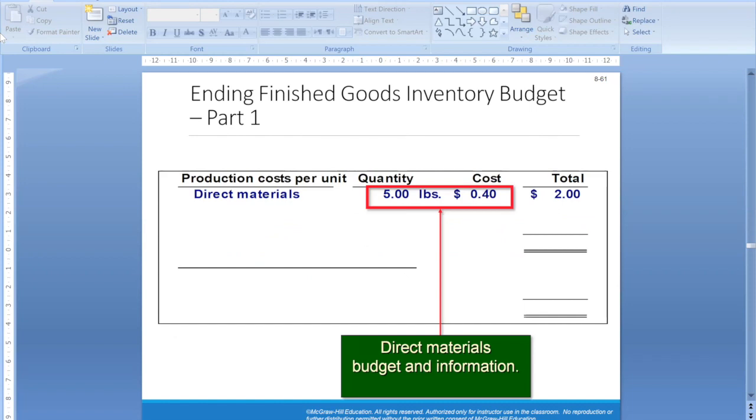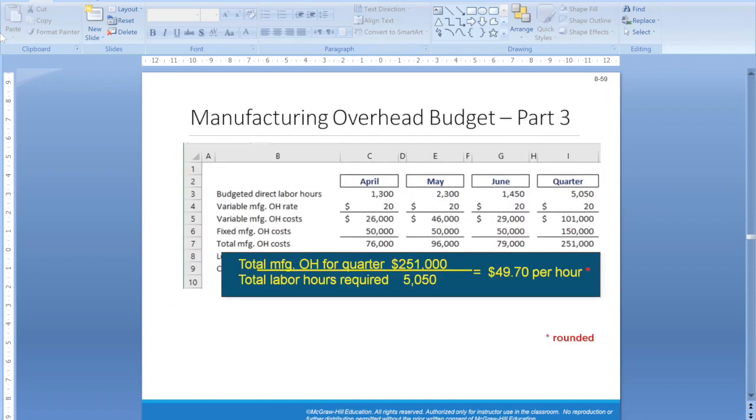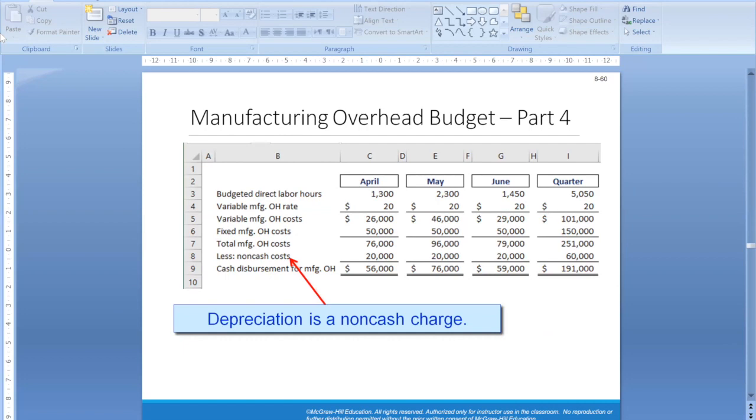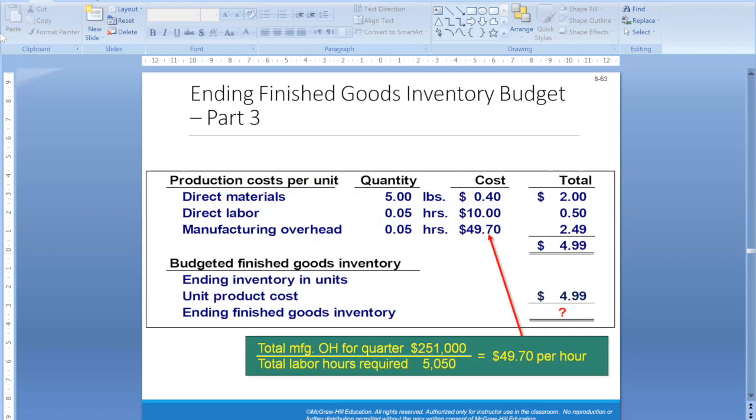I will stop here for the calculation. Something very important here is the allocation, or the per 1 unit manufacturing overhead. I will use it for the next budgets.